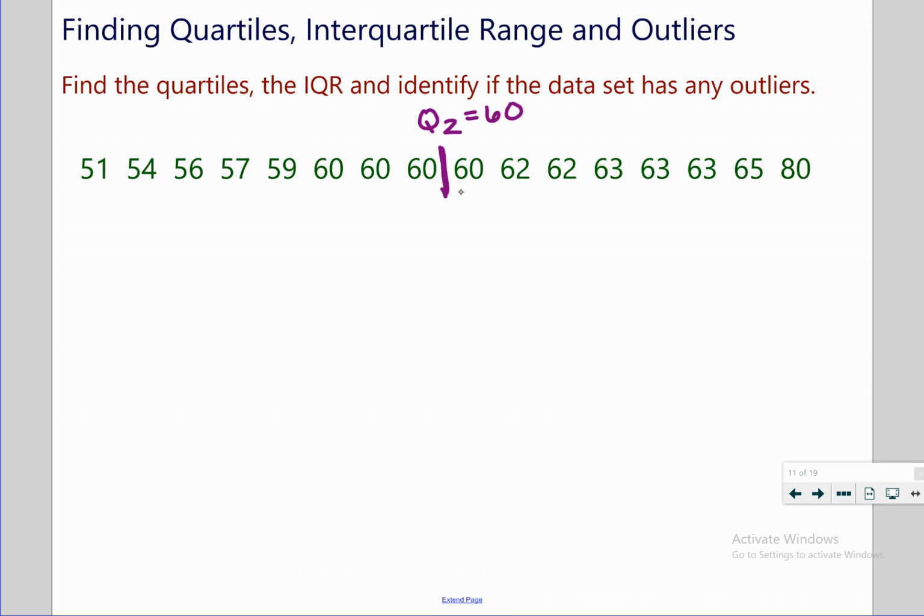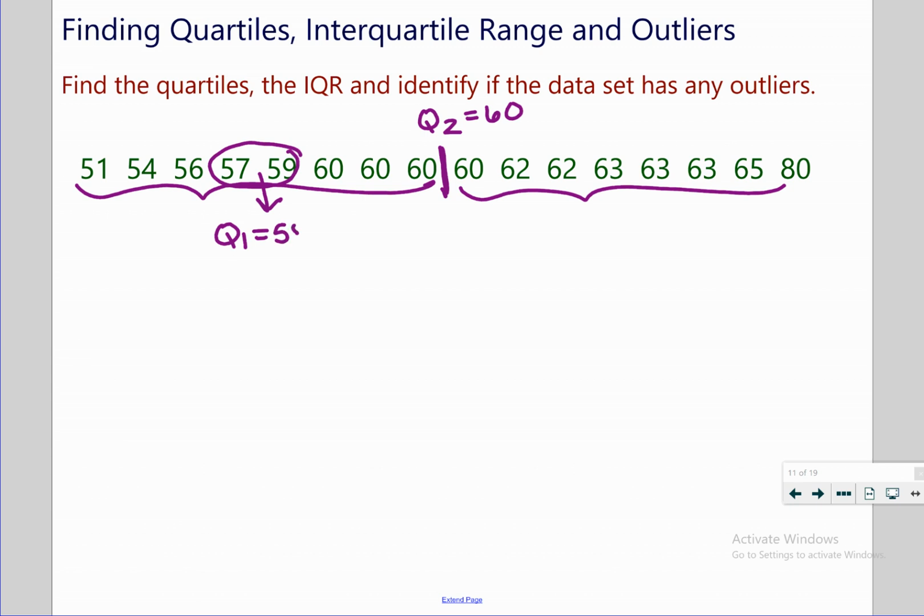Okay, then we take the top 8 and the bottom 8 and divide them in half again, because those are even numbers. We're going to pick 2 that are in the middle and then find the average of them, like we just did a second ago. So the 2 in the middle of the bottom are 57 and 59. The middle of those will be my first quartile, 58. The middle of the top are 63 and 63. The middle of those is also 63. And then again, if you want to complete the 5-number summary, once they're ordered, it's easy to see min and max.